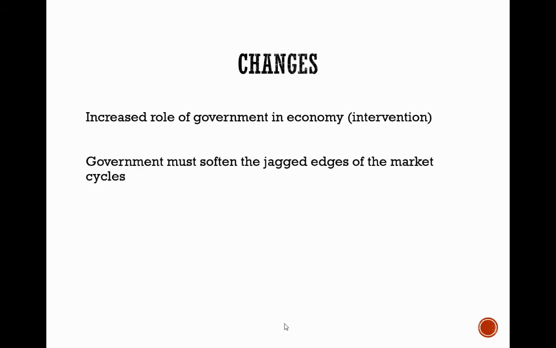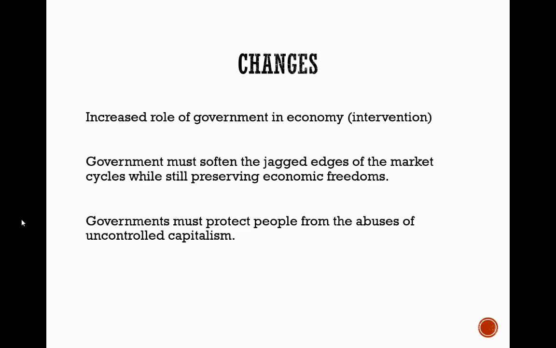It was now believed that governments must soften the jagged edges of the market cycle. Okay, so remember the booms and the busts, right? The booms could be very high and the busts could be very low. Well, now it was believed that the economy instead should not have as big of booms and not have as low of busts, right? That the economy should sort of be softened out a little bit, right? And doing all of this while still allowing people to have economic freedoms, right? To not take away people's right to own things and do what they want with their money, right? So governments must protect people from the abuses of uncontrolled capitalism.